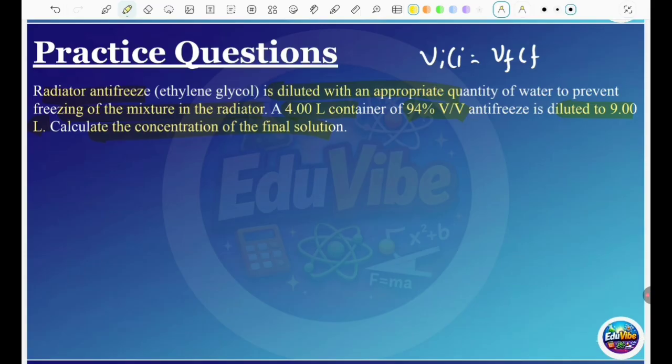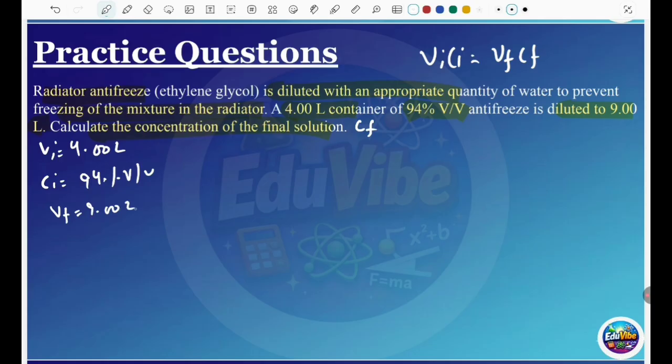So in this, you find the final concentration, which is Cf. You have Vi, which is 4.00 liters. You have Ci, which is 94% volume by volume. You have Vf, which is 9.00 liters. You have to find Cf. Your Cf will also be calculated in percent volume by volume. Done. So you have to isolate the Cf from there.